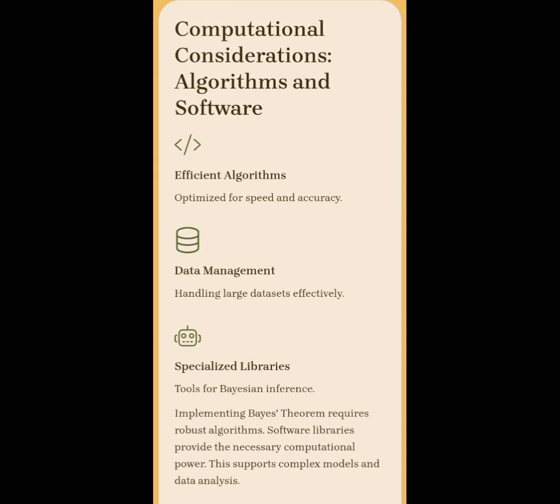Then next, computational considerations: algorithms and software. Efficient algorithms optimized for speed and accuracy, data management handling large datasets effectively, and specialized libraries and tools for Bayesian inference. Implementing Bayes' theorem requires robust algorithms. Software libraries provide the necessary computational power. This supports complex models and data analysis.